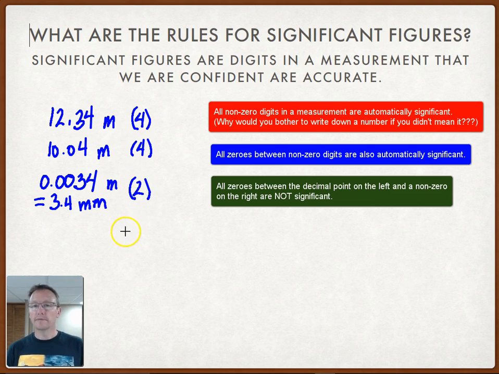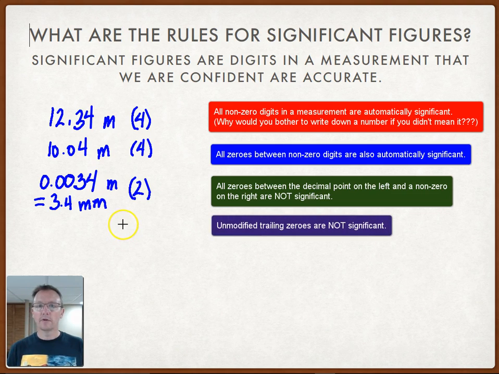Now the last rule is the one that I think most people have the most confusion about, and that is the trailing zeros. So let's say we have 12,000 meters. I put a comma in there. I don't normally put commas in there, but I put a comma in there so you could kind of get a sense for what that looks like.